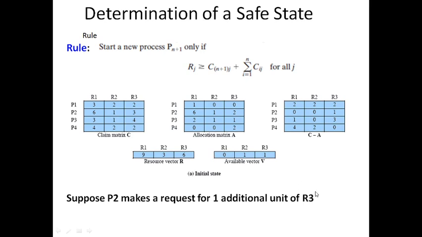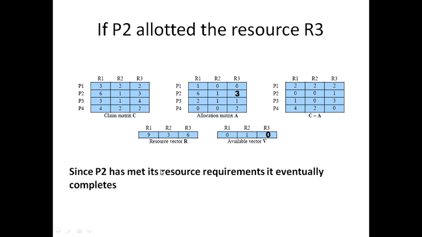The second is, do we have R3 available? We have to look into the available vector, and we can see R3 is available in exactly one quantity. So that is also verified. Now comes the role of the Banker's algorithm or the safety algorithm. We have to check, after allocating this resource to P2, will it be a safe state or unsafe state?